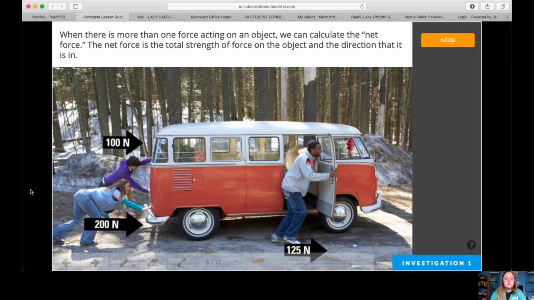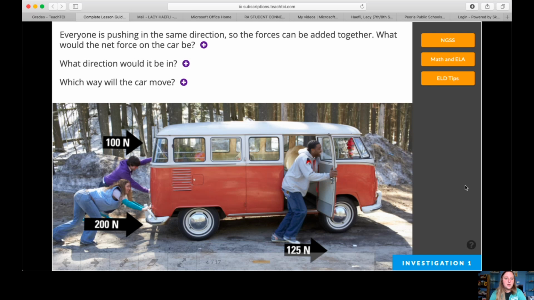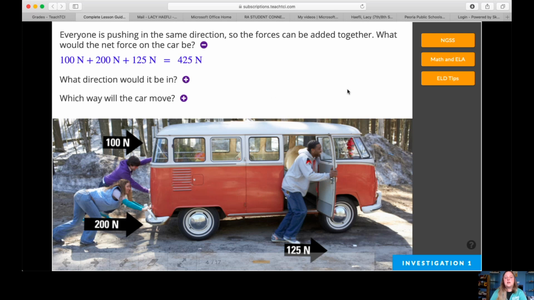And so the net force is the total strength of force on the object in the direction that it is in. So we have this boy here, he's got 100 newtons of force. This girl here, she's got 200 newtons of force. And then this man here has 125 newtons of force. So everyone is pushing in the same direction. So we can add those forces together to calculate what the net force would be. So we would add 100 plus 200 plus 125 newtons. Okay, so we'd add all of those up for a total net force of 425 newtons.